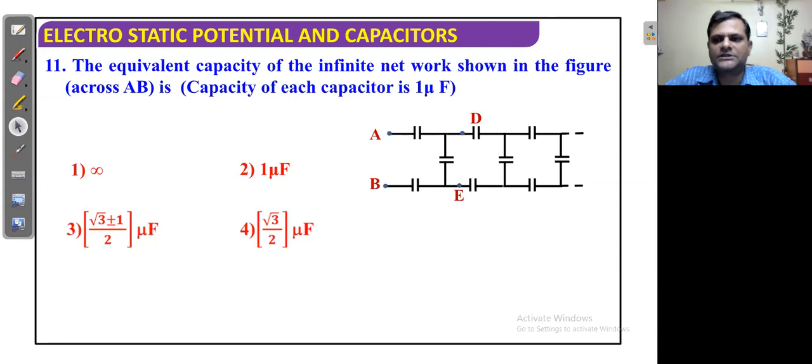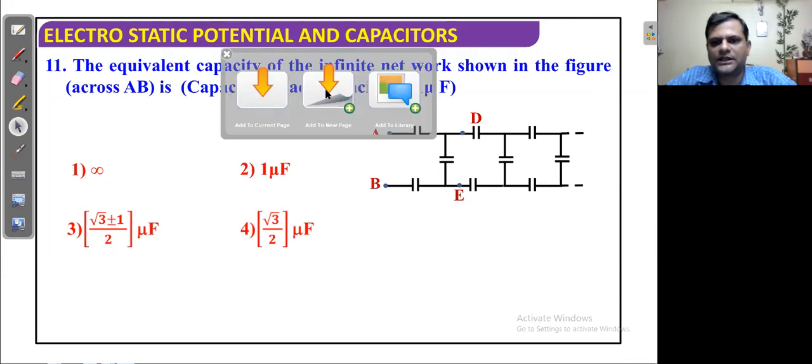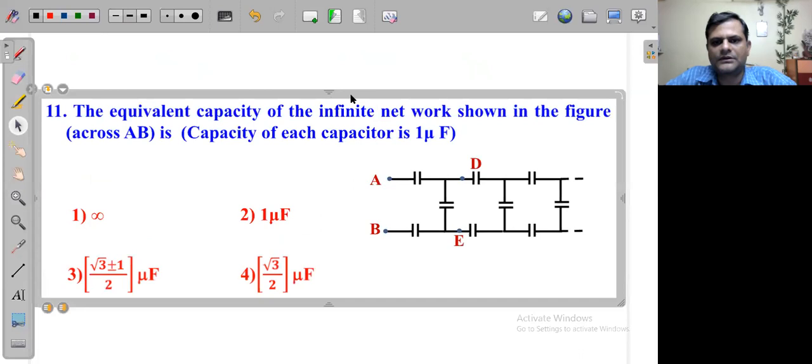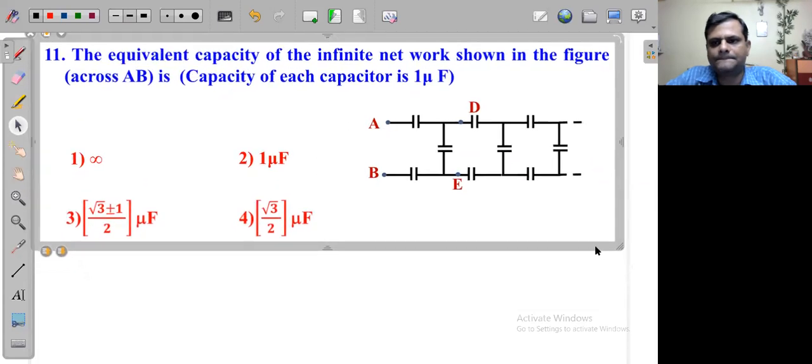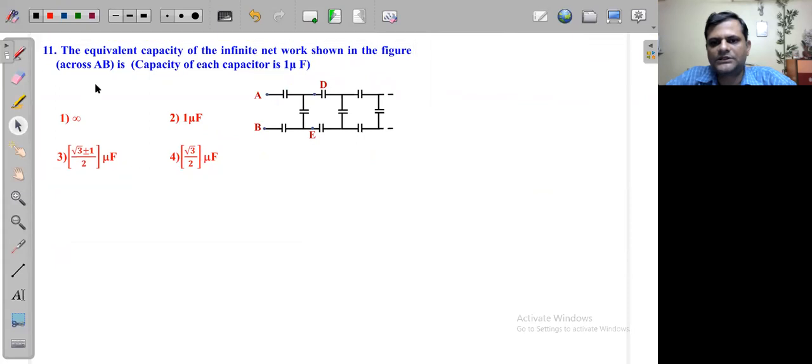The equivalent capacitance of this infinite network. ओके तो ये पूरा जो इनफाइनाइट नेटवर्क है कैपेसिटेंस का उसका हमको इक्विवेलेंट कैपेसिटेंस ढूंढ के निकालना है. इसका मतलब ये हुआ कि ये जो कैपेसिटेंस है all these capacitances are of same value of 1 microfarad each.